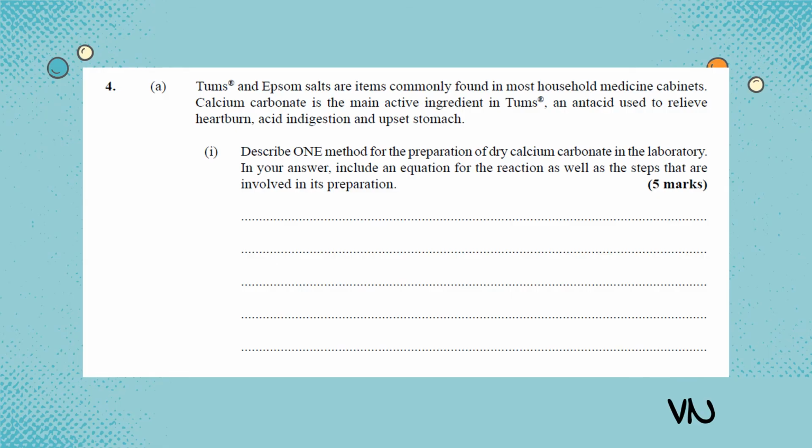So question 4 says that Tums and Epsom salts are the items commonly found in most household medicine cabinets. Calcium carbonate is the main active ingredient in Tums. Tums is an antacid that is used to relieve heartburn, acid indigestion, and upset stomach. For 5 marks, you're asked to describe 1 method for the preparation of dry calcium carbonate in the lab. In your answer, you're also required to include an equation for the reaction as well as the steps that are involved in its preparation.